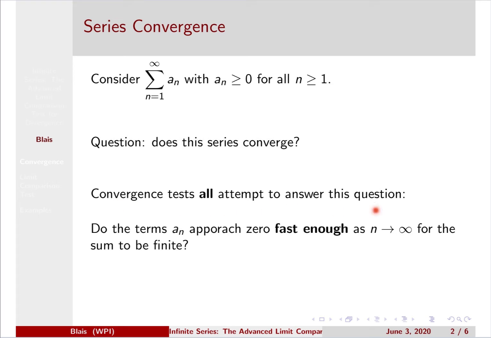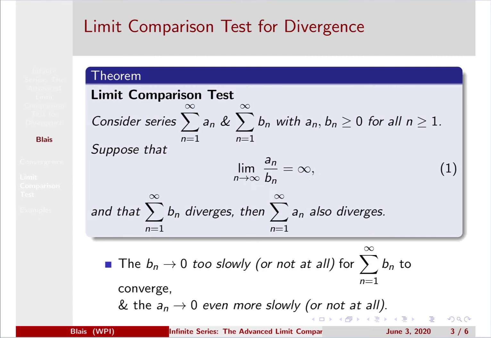And every convergence test that we look at in trying to decide whether a series converges or not boils down to the question of, do the terms a sub n, the terms we're adding up, approach zero at a fast enough rate as n goes to infinity for the sum to be finite? And that idea will be illustrated in this version of the limit comparison test for divergence.